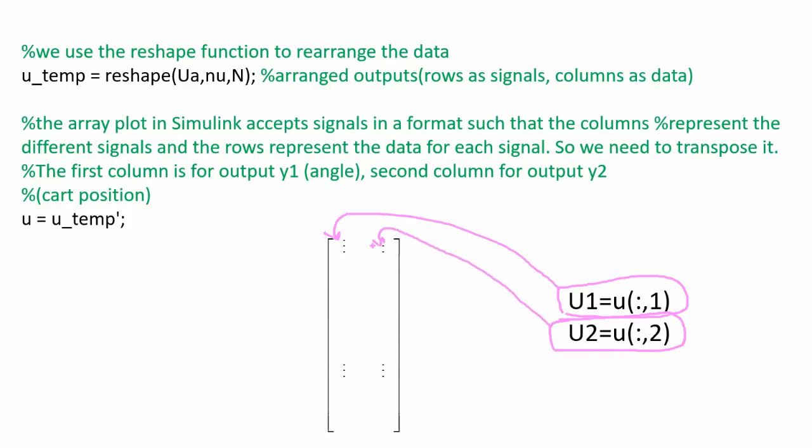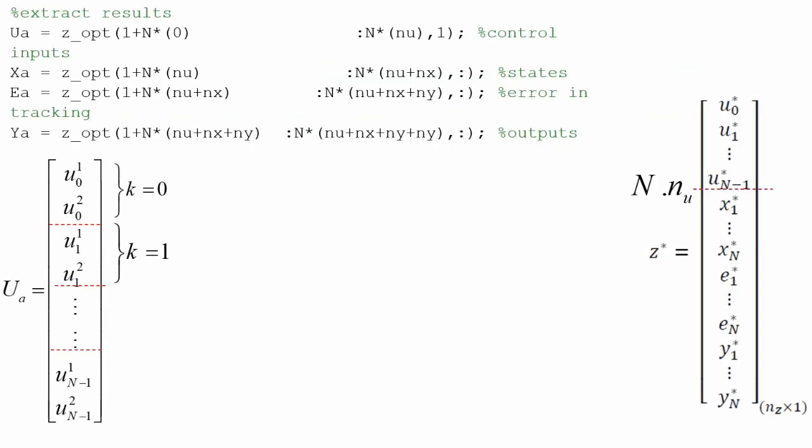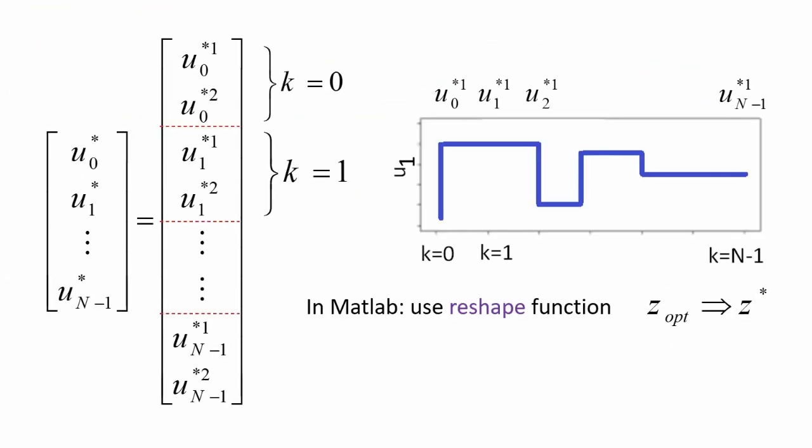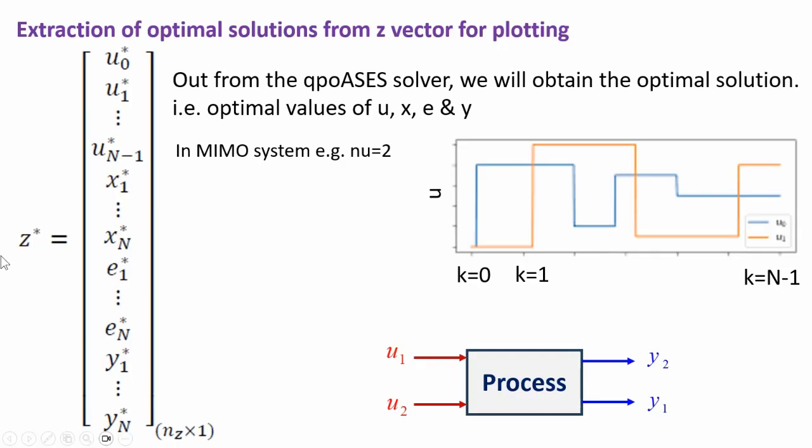So we should also, for example, use the reshape function for the output vector. Use the reshape function. Instead of ua, you have ya. Instead of nu, you have, of course, ny. And this will remain the same. Out from there, you will get ytemp, and you have to transpose it.